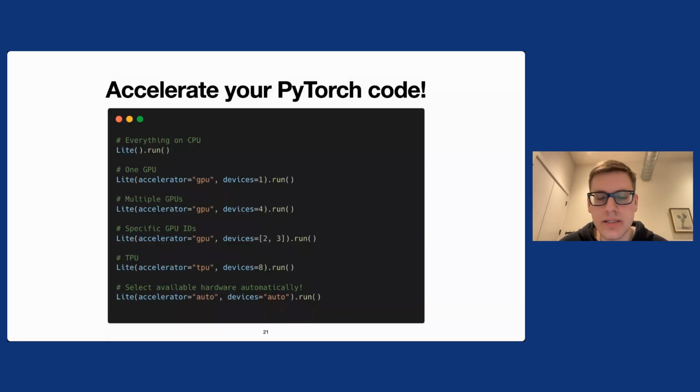And then a nice thing is you can also set these two attributes to auto, so that if you just want to run your script or run your model and not worry about what hardware you are on right now, it will just select the fastest hardware that is available on the current machine. So this is very useful.